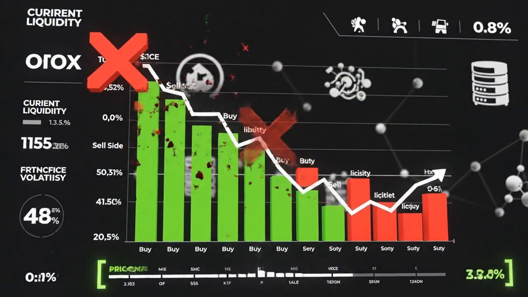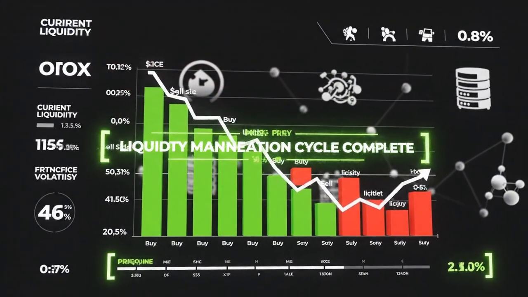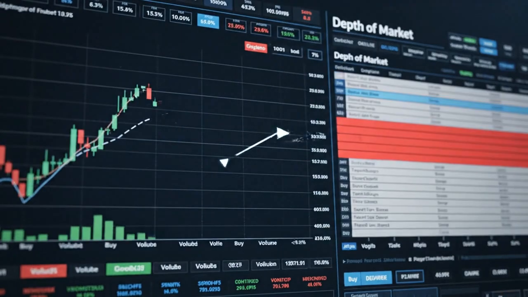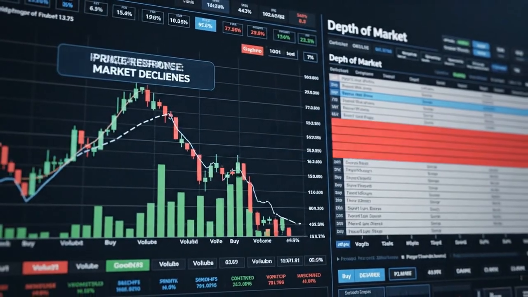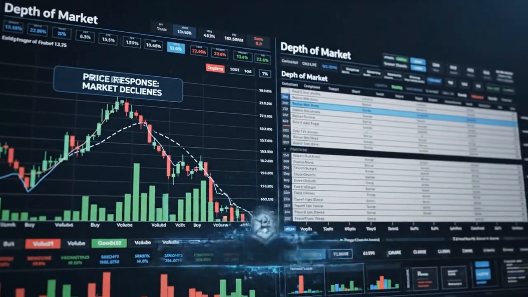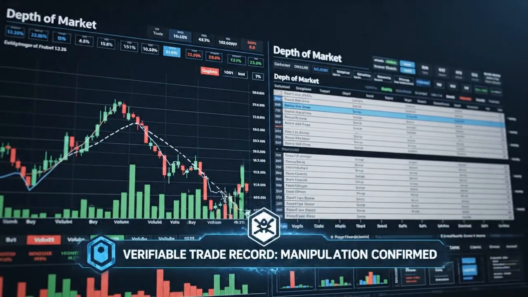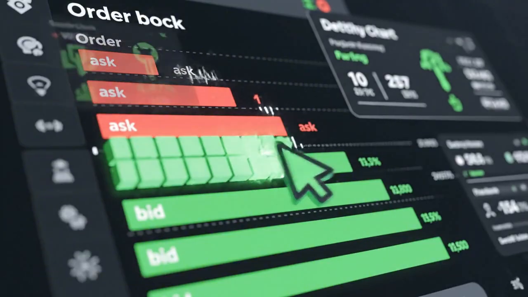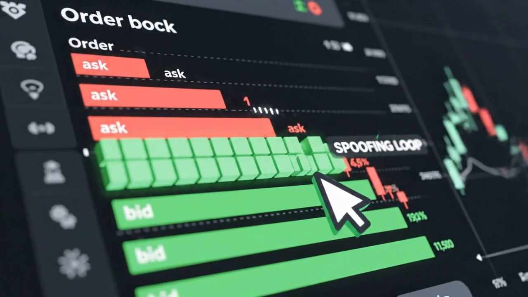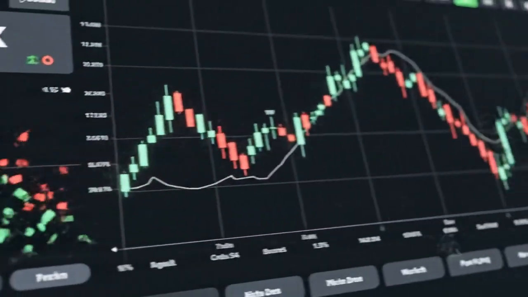placed long enough to redirect real humans and real algorithms into doing the heavy lifting for you. And once price drops into the target zone, the actor does the only part of the sequence that actually needs to be real. They buy. They scoop contracts at lower levels, harvesting the move that the fake order created.